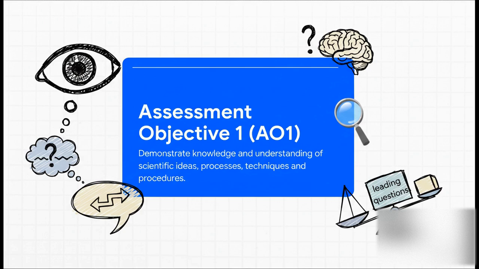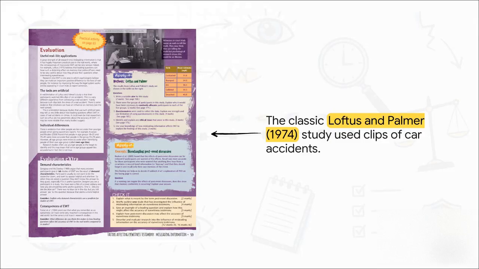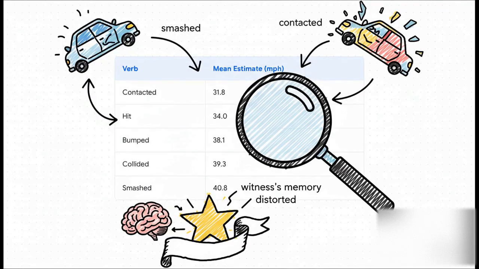And the best place to start is with the absolute classic example, leading questions. So the one study you absolutely have to know inside and out here is Loftus and Palmer. What they did was they showed participants these short clips of car accidents. Then they asked them a simple question about how fast the cars were going. But here's the really clever part, the tweak that changed everything. They just changed one single word in that question. And just look at these results.